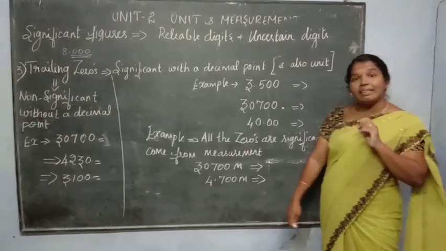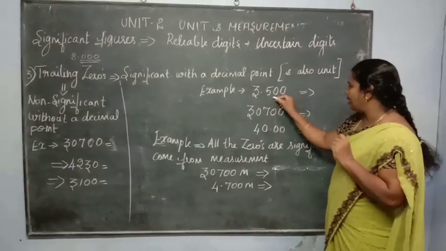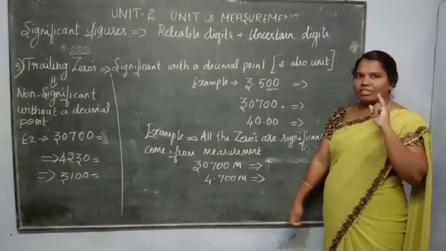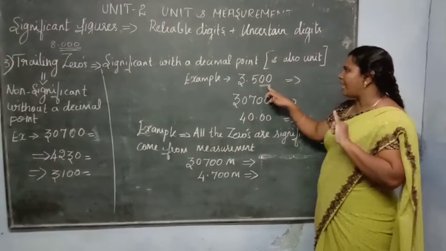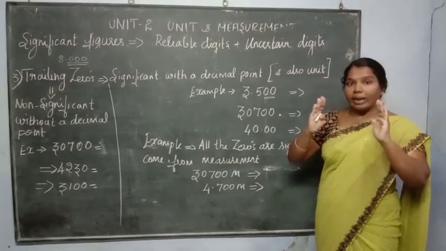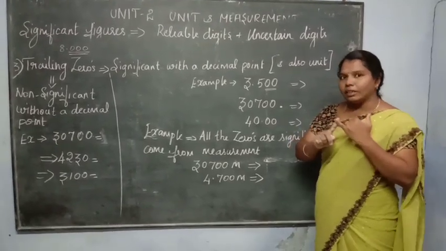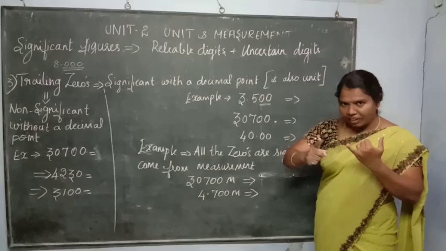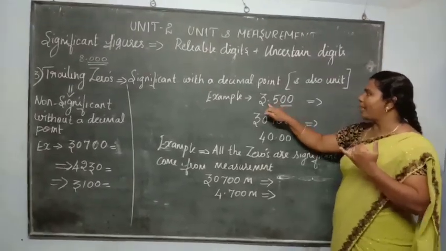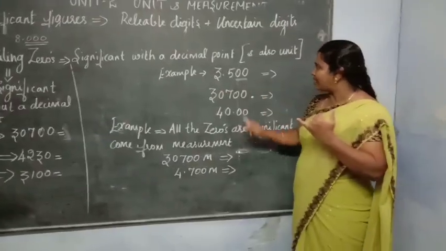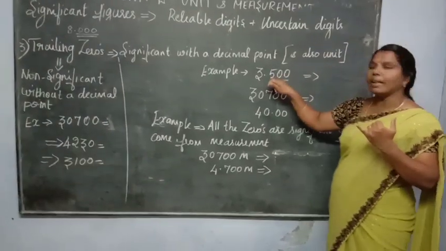See here, where are the trailing zeros? This is the trailing zeros. First you find the trailing zeros. If it is a trailing zero, keep this in your mind: this is the third rule. What is the third rule? The trailing zeros are significant if they are followed by a decimal or if there is a unit. Then only are they significant.